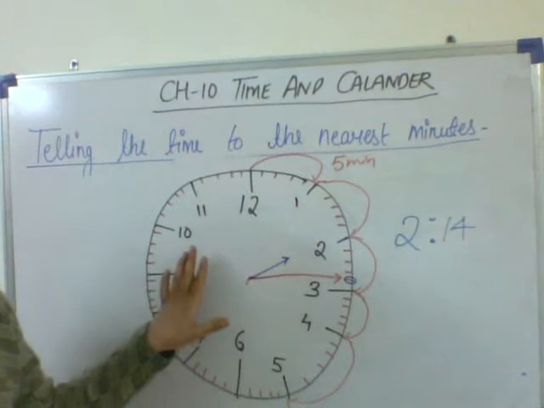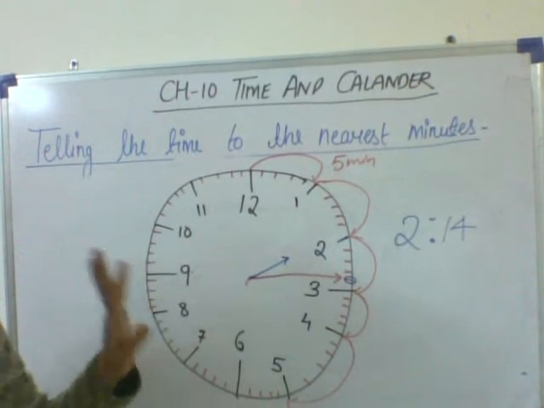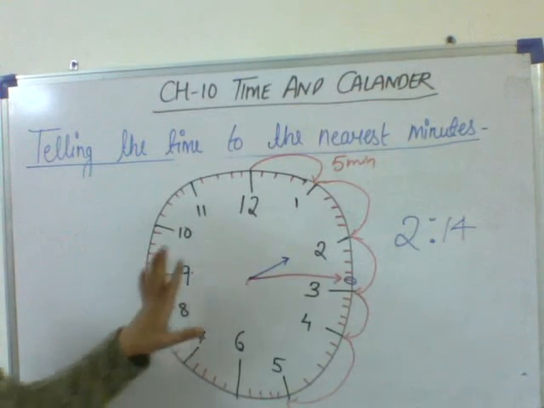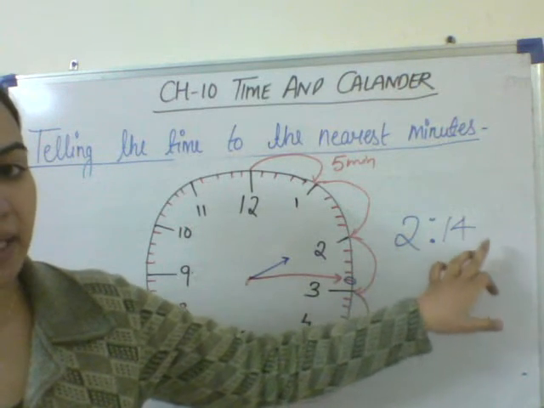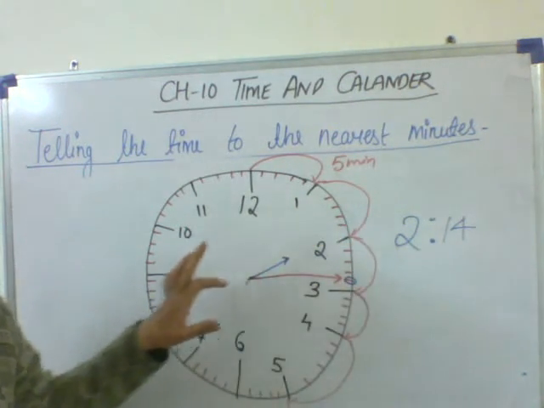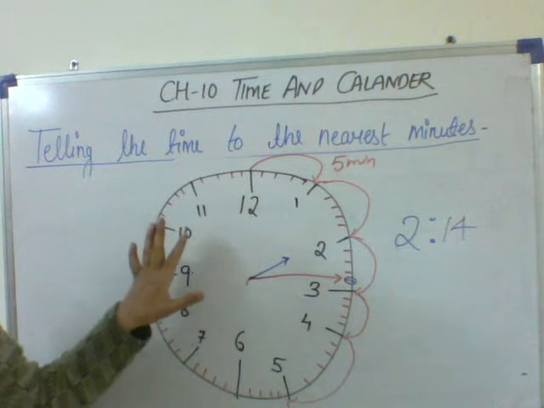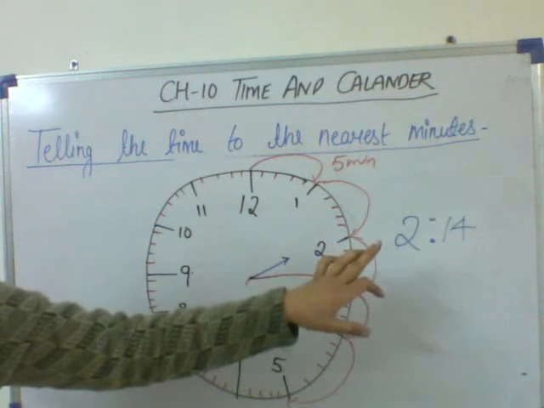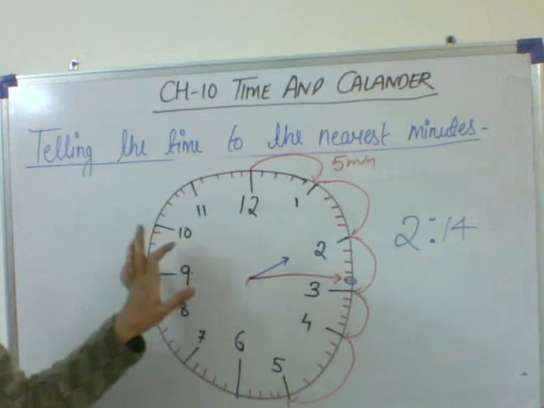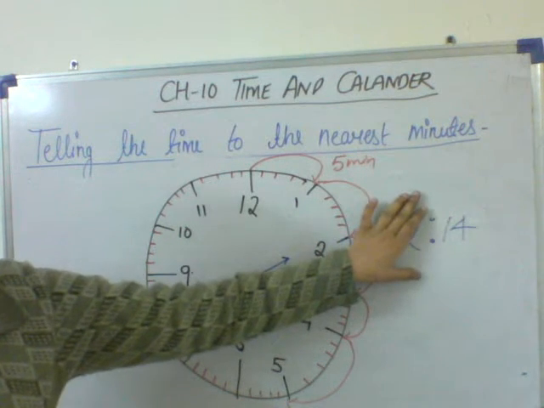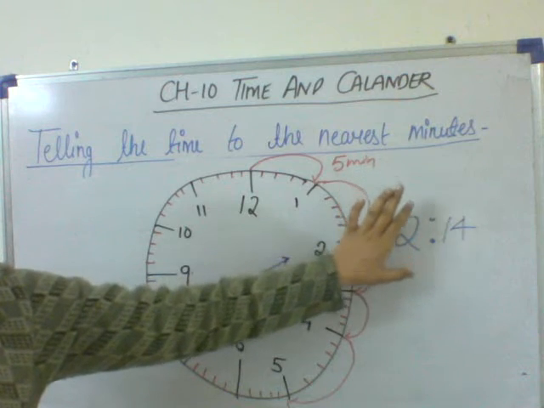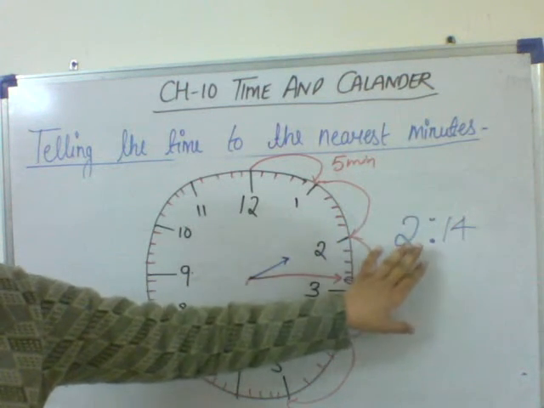Now we will be using AM and PM. Here I have written 2:14, but we do not know whether it is AM or PM. So the time shown in the given clock is 2:14, but we do not know whether we are talking about the afternoon, the morning, or the evening. We do not know.